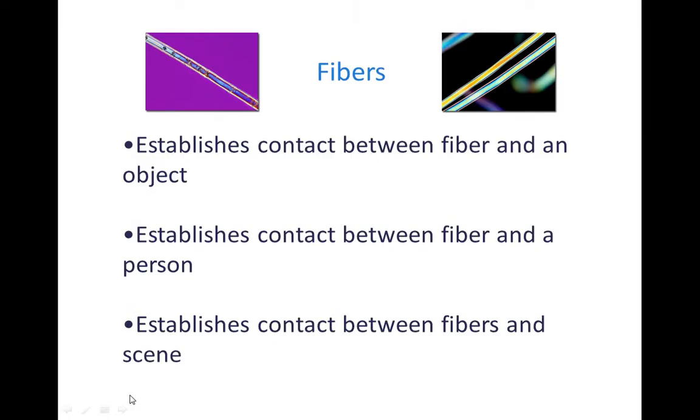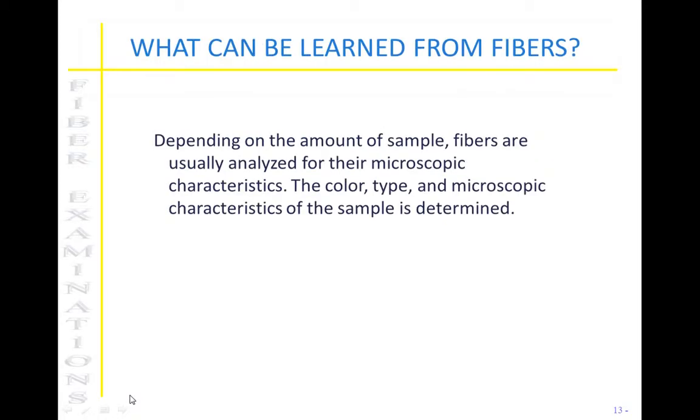Whether it's a natural fiber or a manufactured fiber, it's going to be used to establish associations. Things such as contact between that fiber and an object, contact between a fiber and a person, or contact between fibers and a particular scene. Depending on the amount of the sample, fibers are usually analyzed for their various microscopic characteristics.